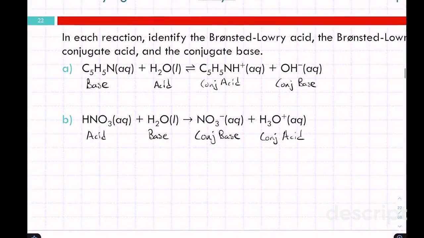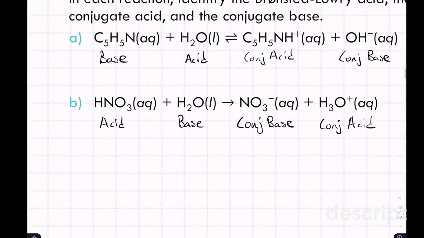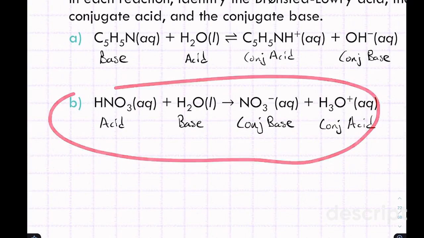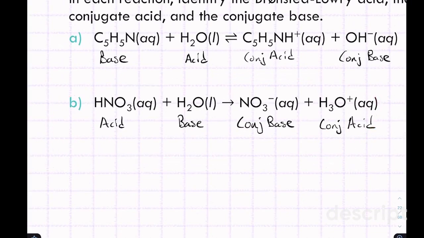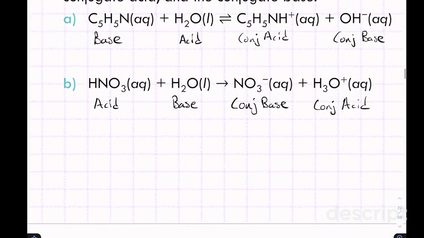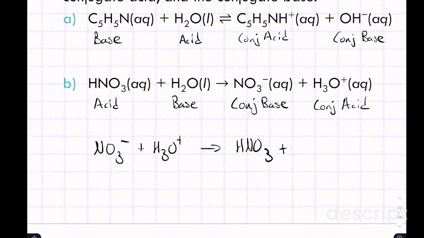Yeah. And then if we take either of these reactions and reverse it, then we sort of swap the conjugate. And actually, just to show you what I mean, let me write that out. So NO3 minus plus H3O plus, makes HNO3 plus H2O. So now, what's our acid?